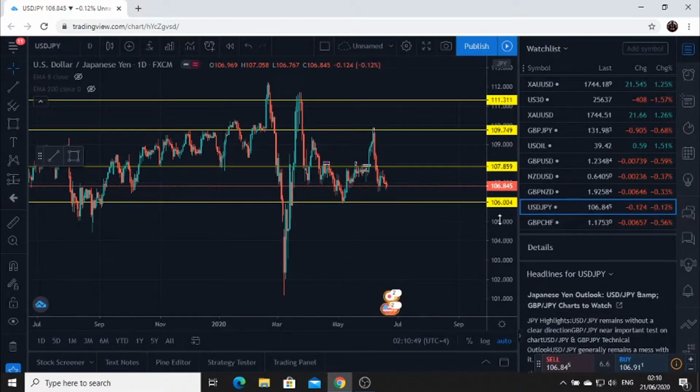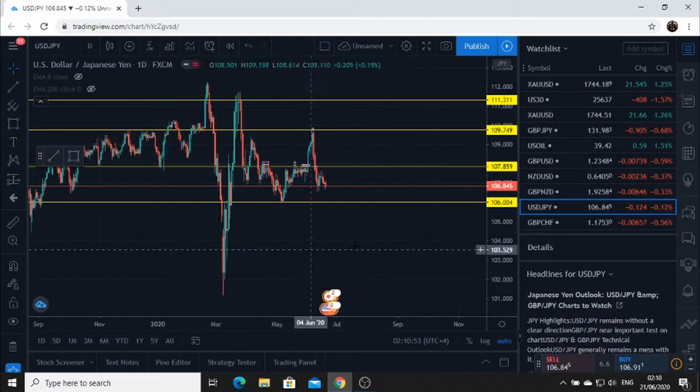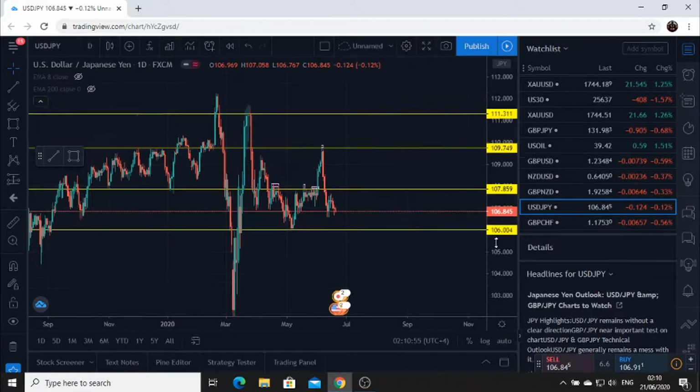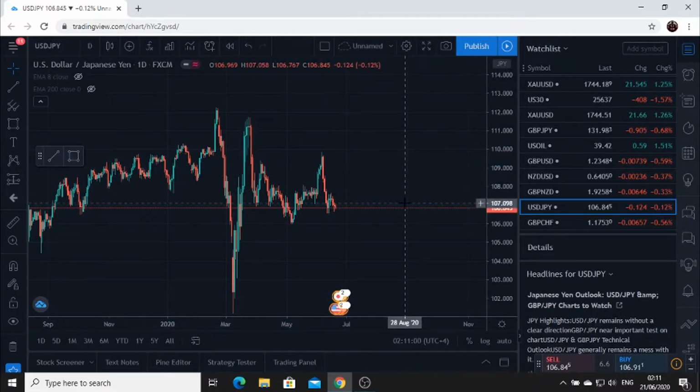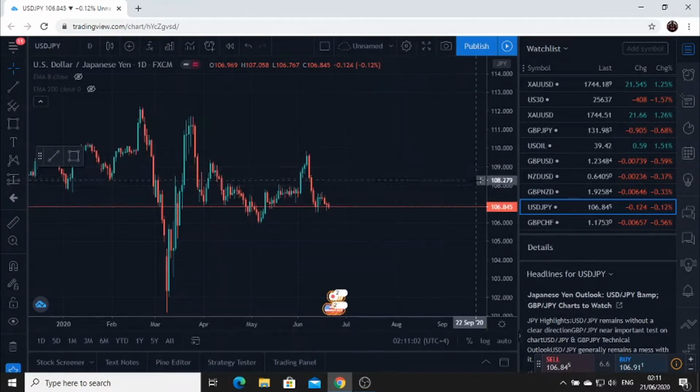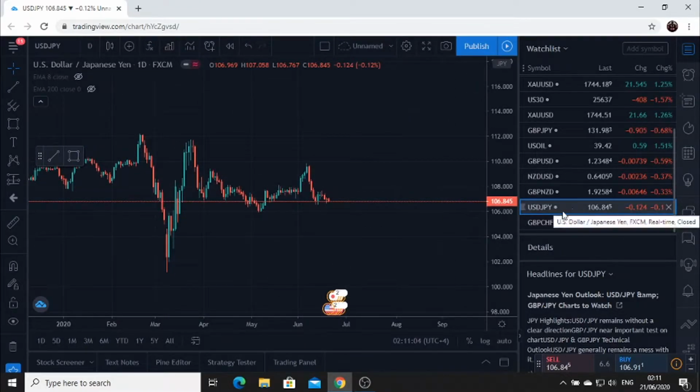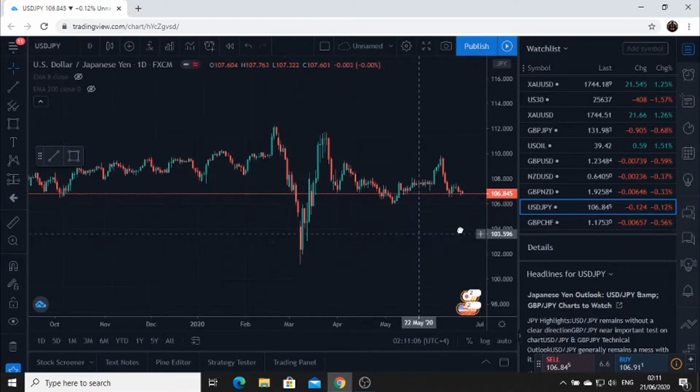USD JPY. Oh, I have these key levels already. I'll just delete them. Okay, so for the time being, if you don't trade this pair, you'll have a blank chart on it.